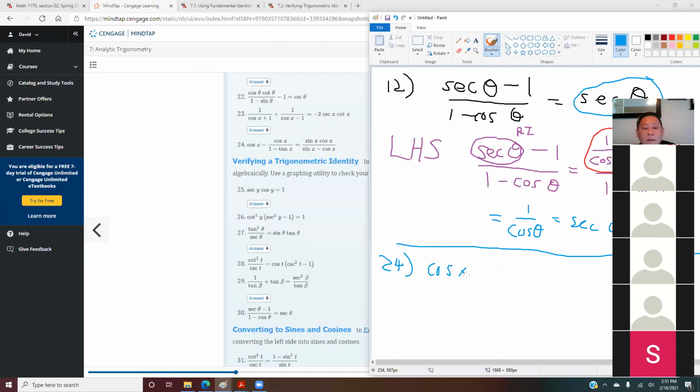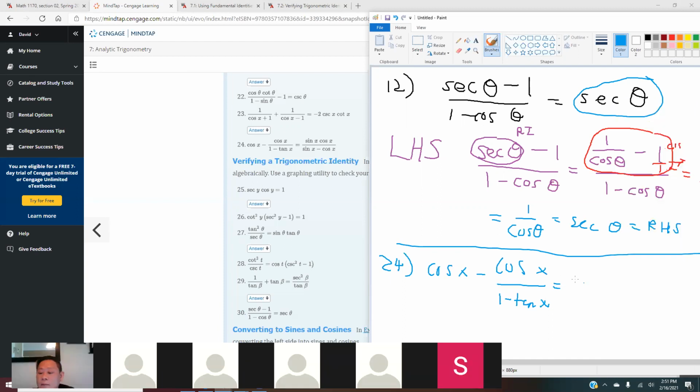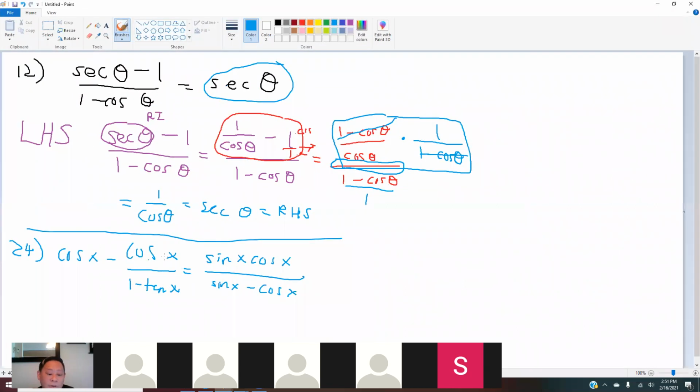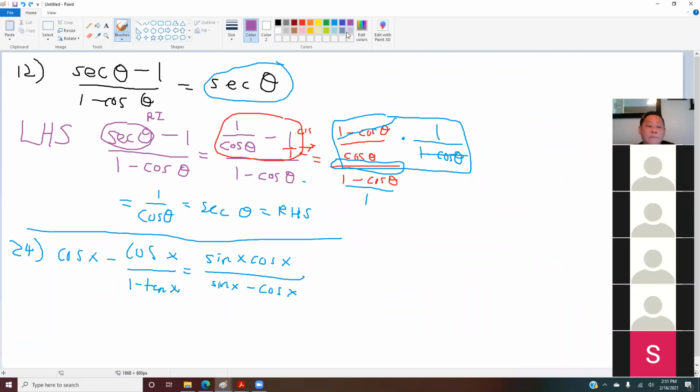Cosine x minus cosine x over 1 minus tangent x is equal to sine x cosine x over sine x minus cosine x. This is number 24. Anyone wants to start first? Left or right? In your test, tell me, left or right? Left. Okay, so we start from the left-hand side.